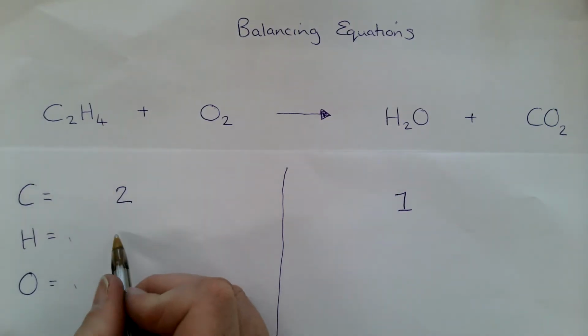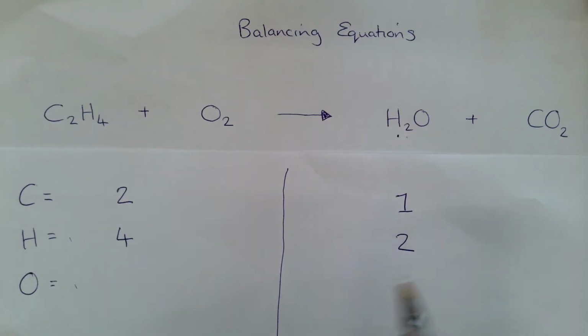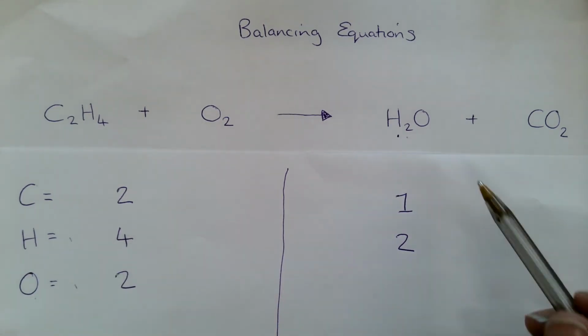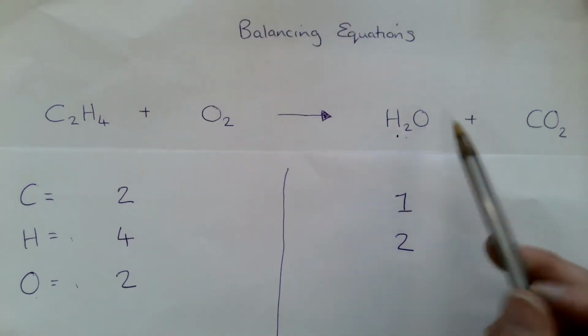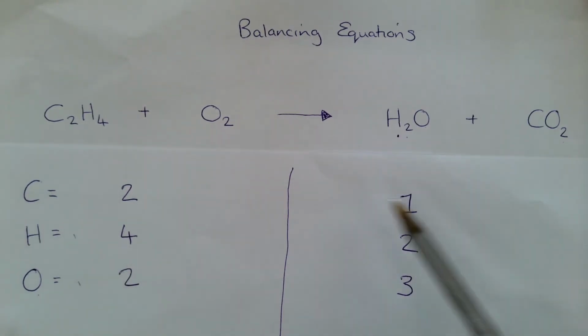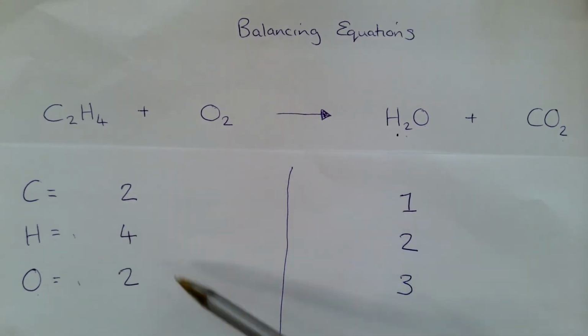Hydrogens, I've got 4 on this side. Hydrogens, I've only got 2 on that side. Oxygens, I've got 2 on this side. And oxygens, I've got 1, 2, 3 on this side. So if I haven't got molymods in the exam, which you won't, you can simply do a little shopping list and you can see straight away what you need to balance. You can see it's unbalanced and what I need to balance.